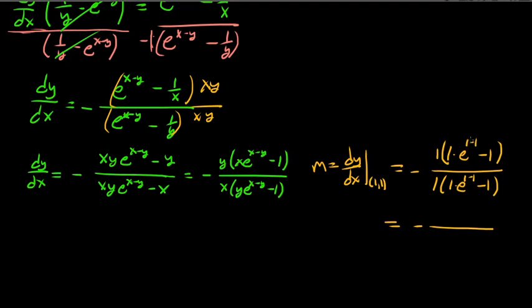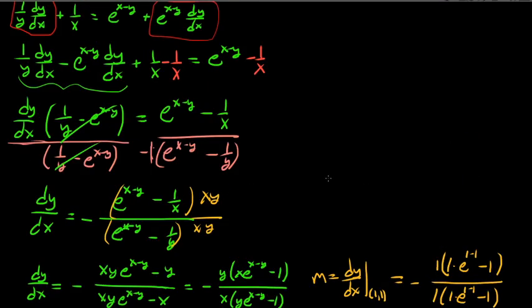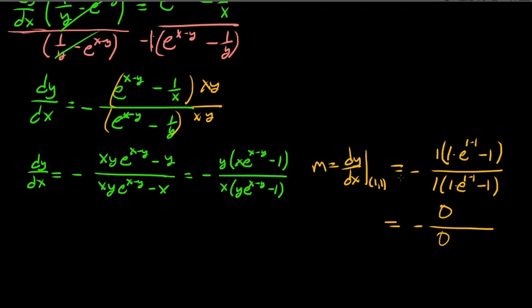And, oh, this is not good. e to the 1 minus 1 is e to the 0. But e to the 0 is 1. You get 1 minus 1 is 0. Oh, that's not good. Hang on. So I got 0 over 0, which is undefined.